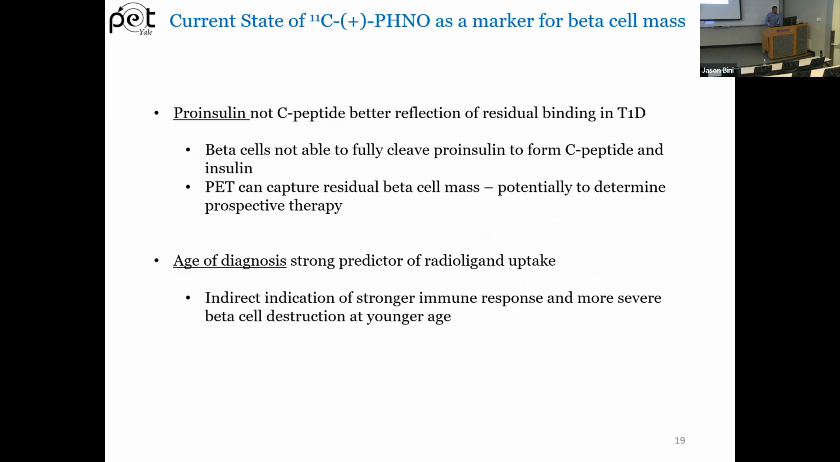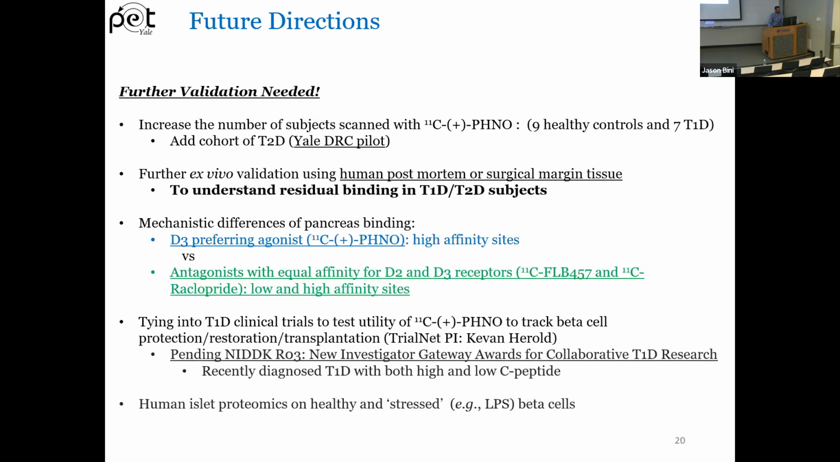So just to summarize, we think proinsulin and not C-peptide is more reflective of the residual beta cell mass that could be there. These beta cells are not able to fully cleave the proinsulin to form C-peptide, and we think maybe our PET measurement can capture that. And age of diagnosis, we think, is a strong predictor of our radioligand uptake as well. Whether this is an indirect indication of immune response or more severe destruction, there are lots of people, including everyone here, studying that.